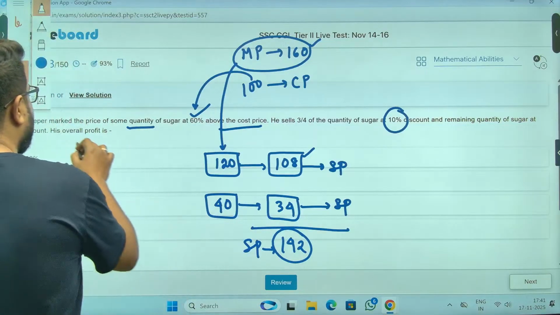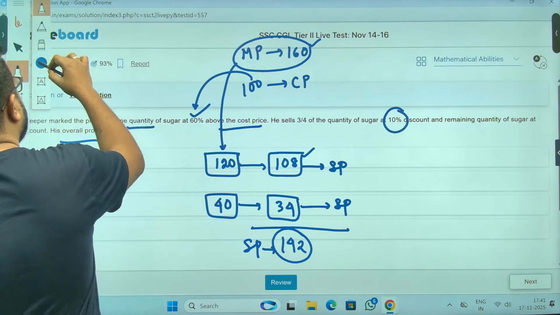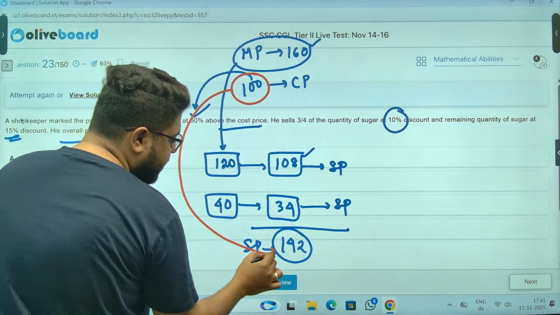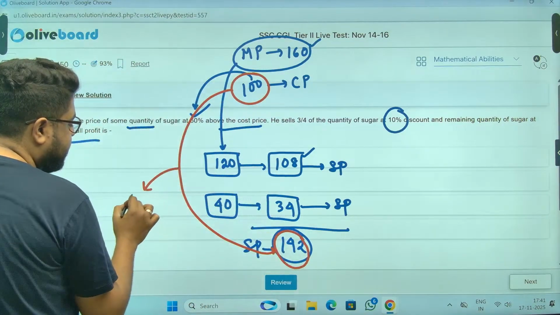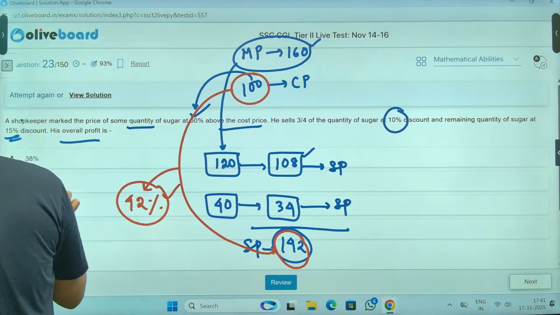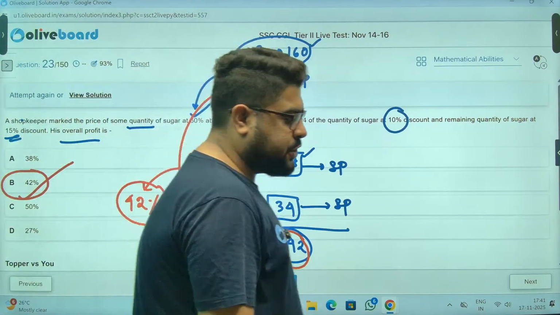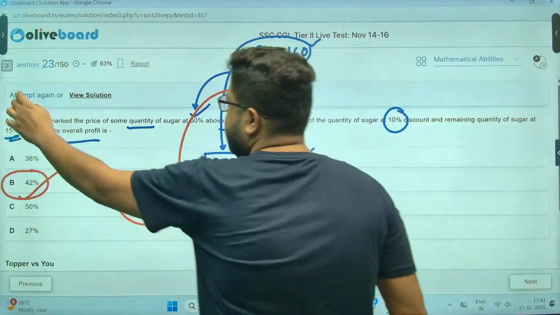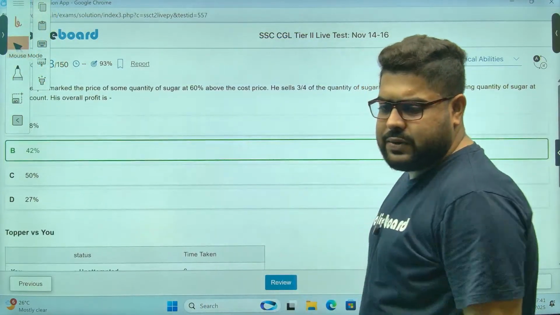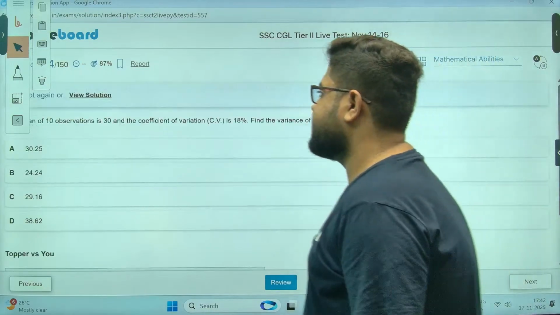Now they are asking overall profit, sir. 100 ka maal. This is 100 rupees CP selling for 142. Profit is, sir, 42%. You don't need any calculation for that. Option B most definitely is your correct answer. Again, just a little calculation was what was required, sir.